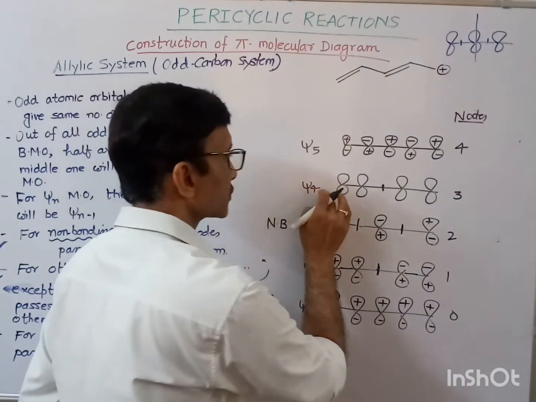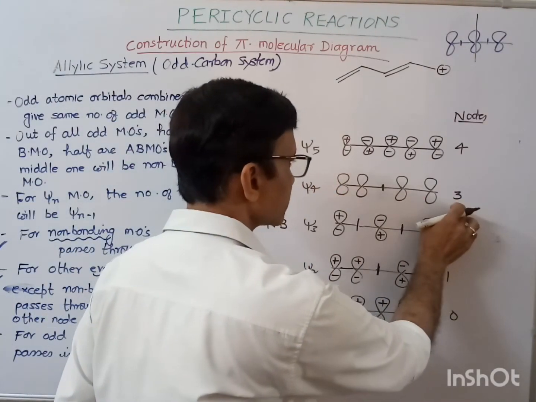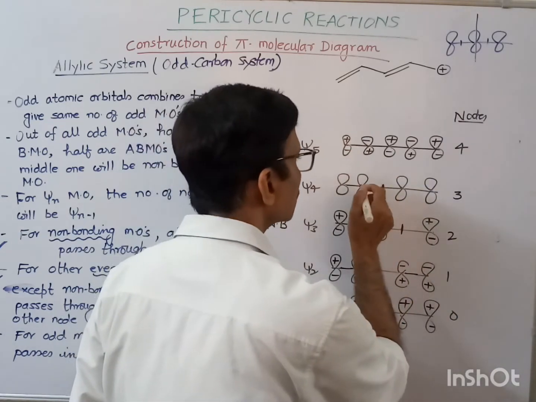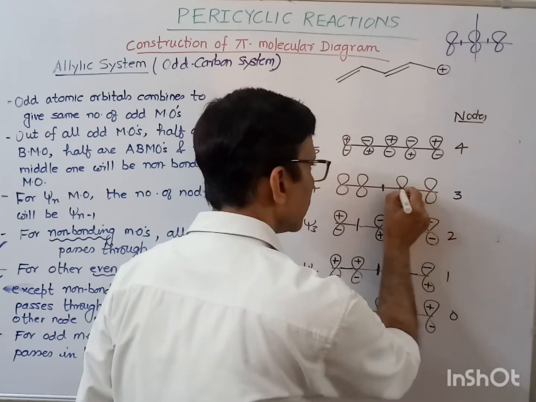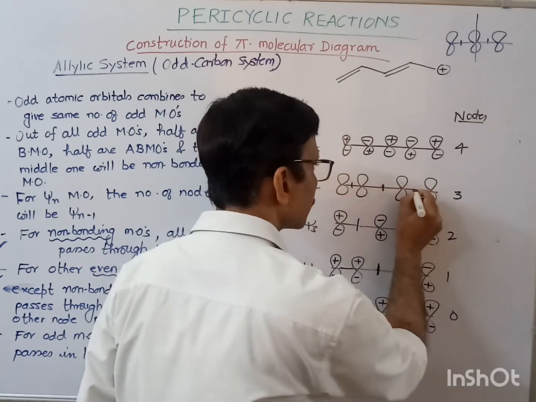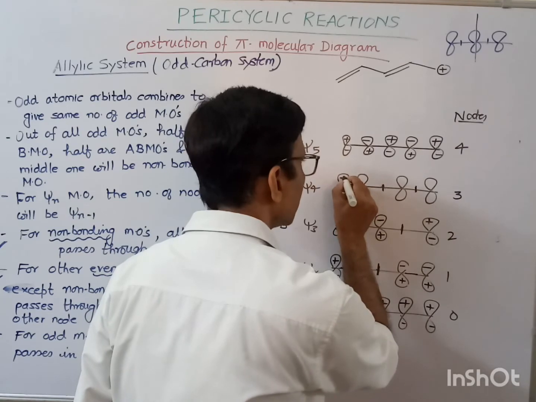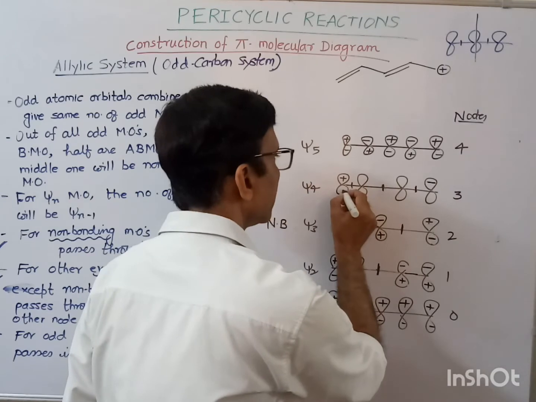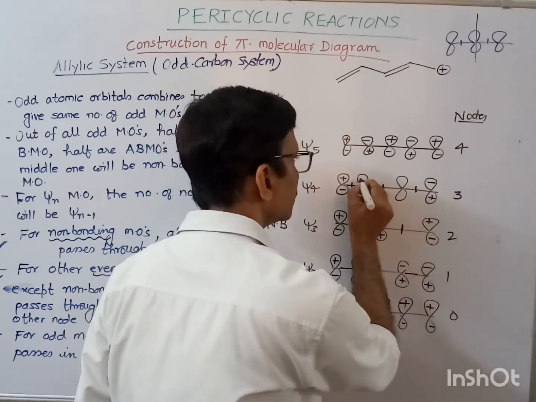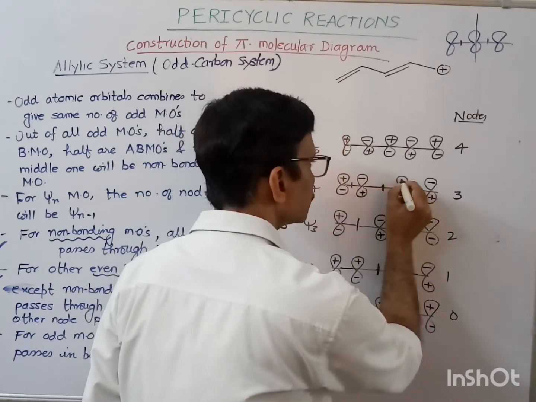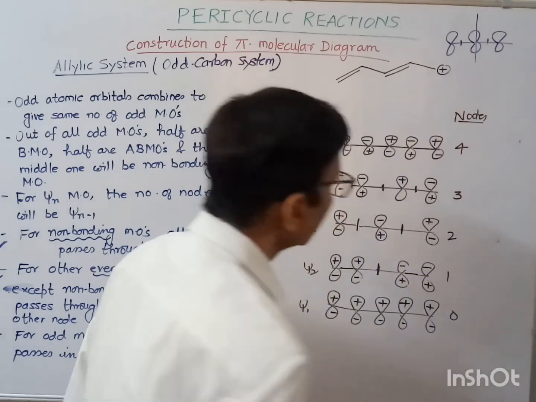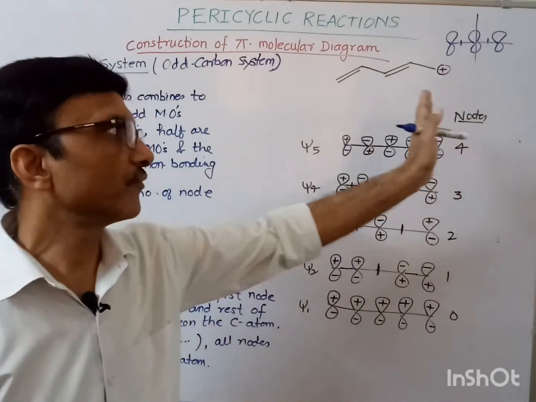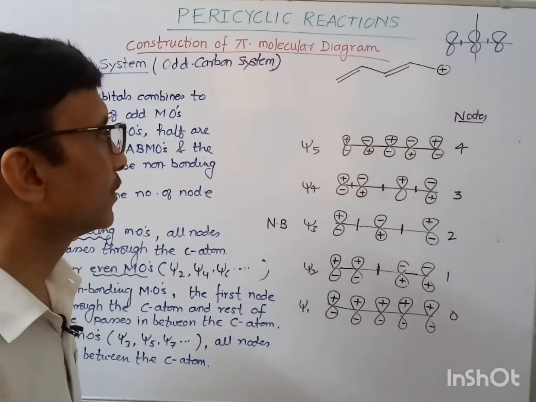Okay, now for psi 4, 3 nodes are present. One of the nodes will pass through the carbon atom, and the rest of the nodes, no doubt, will not pass through here. It should pass from here. So if this is plus, then because this is even, the end orbital should have the opposite sign, so this should have the minus, and this should have the plus. So this is the molecular orbital diagram for the 5 carbon system.